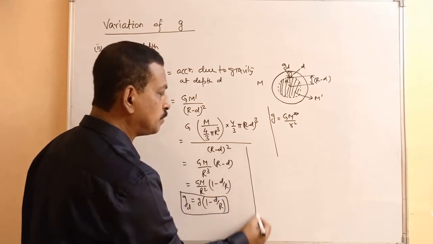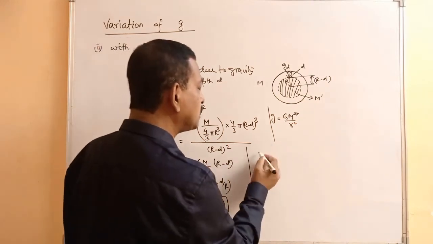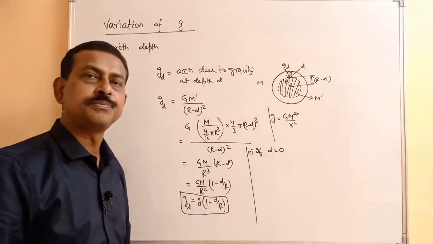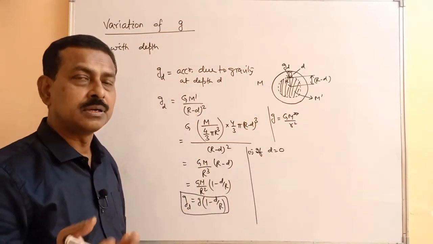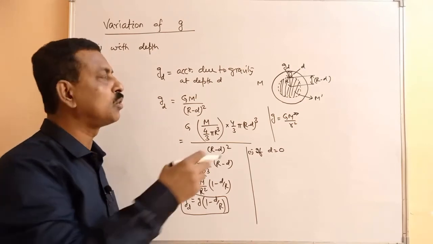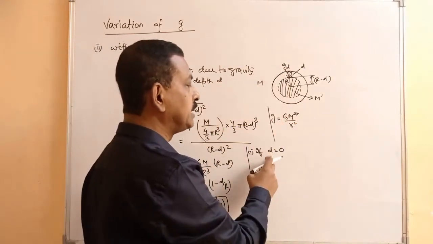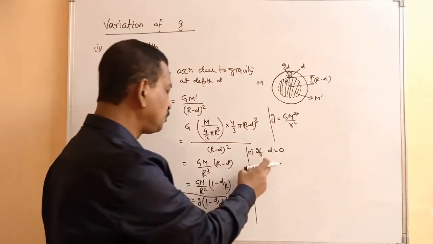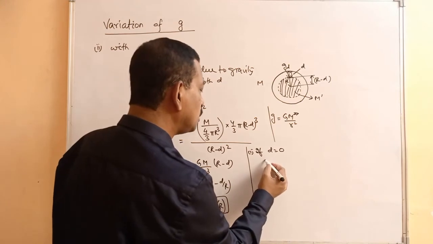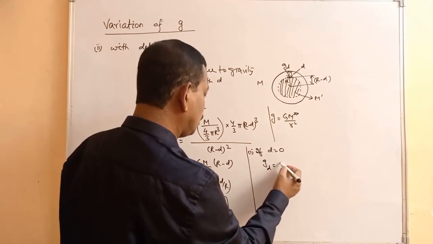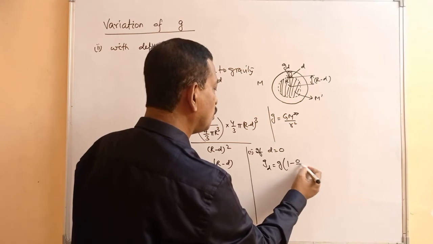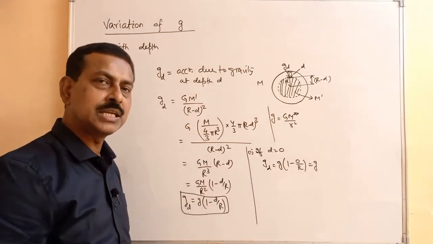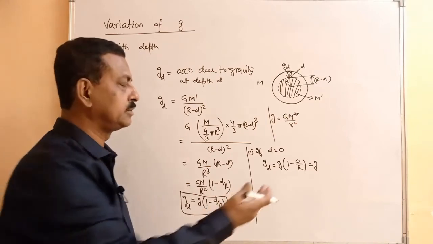Now here, if I consider d equals 0, what does it mean? The point of observation is on the surface of the earth. If we take the depth 0, it means the point is already on the surface of the earth. So if I substitute it in this expression, what do you get for gd? It will be g into 1 minus 0 by R, and that is g. And of course, the acceleration due to gravity on the surface is definitely g.